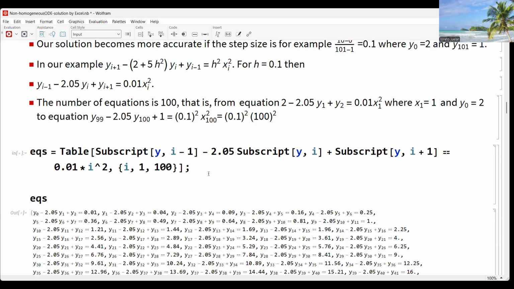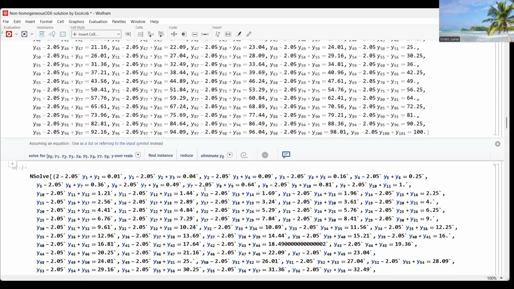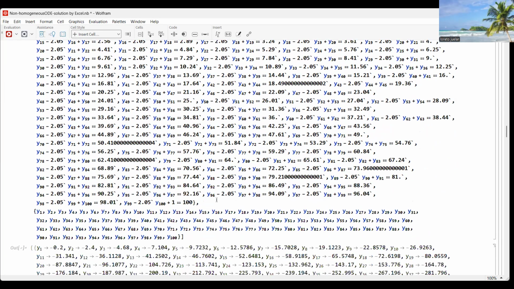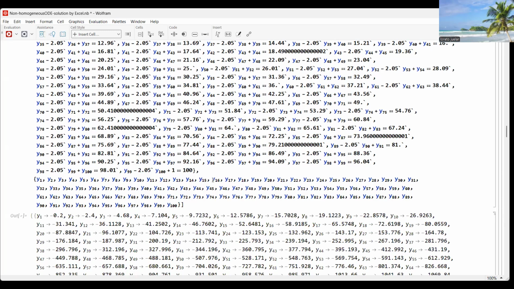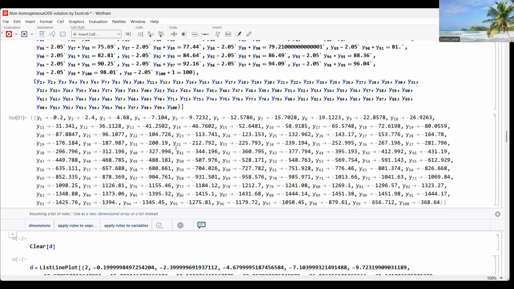Okay, so let us use Mathematica now in writing all the equations here. So these are our equations, and let us solve all the equations here using NSolve of Mathematica. So we have this. Okay, so we have the solution now of all of y sub 1 up to y sub 100 here.